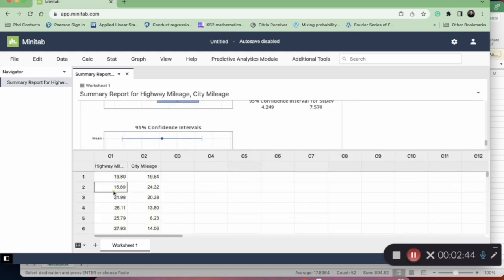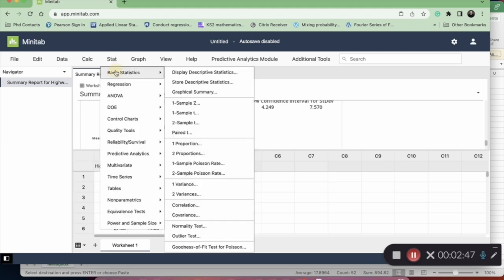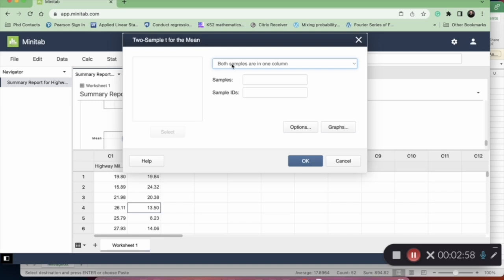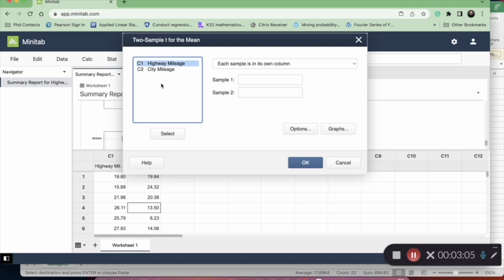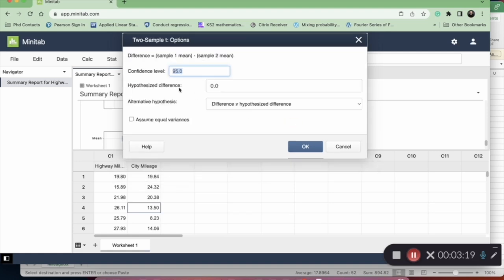But now let's look at the question and do the t-test for that one. So we're going to do the t-test because the population standard deviation is not known. So two-sample t-test. Are both samples in one column? No, we have two columns, basically. So we're going to choose sample one. Sample one we said is the highway mileage, the mu1. Mu2 is going to be my city mileage. The confidence level, we're going to use 95%. And the hypothesized difference is 0. The difference between mu1 and mu2 is 0.